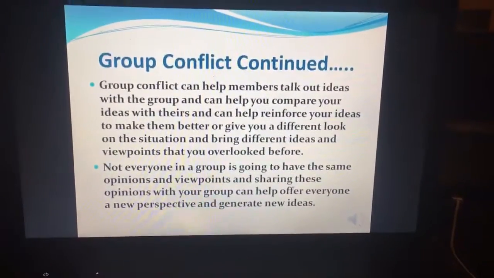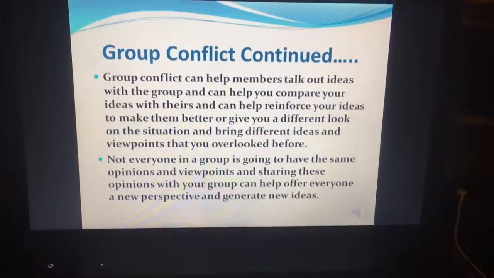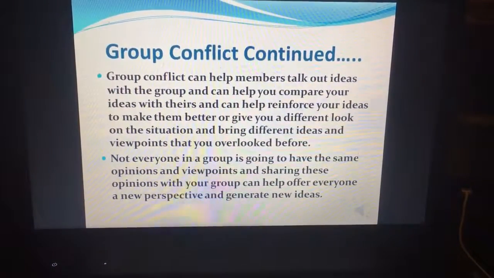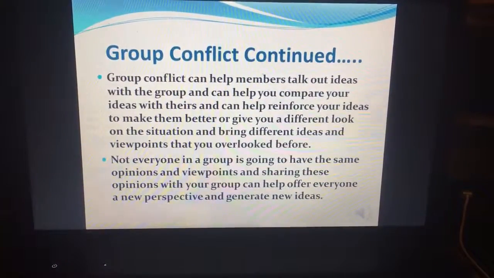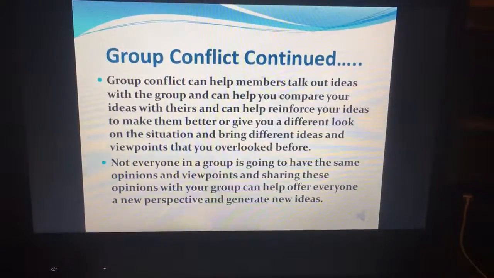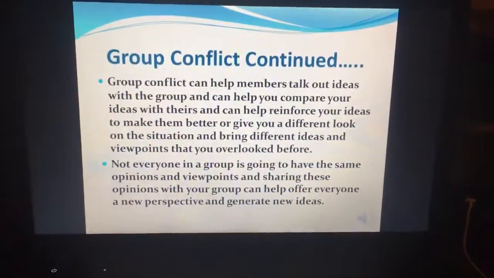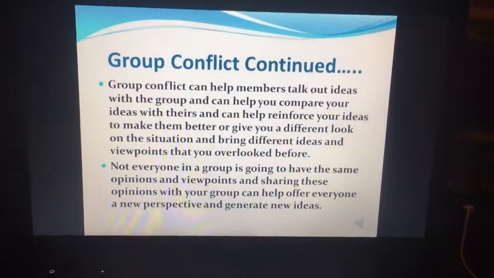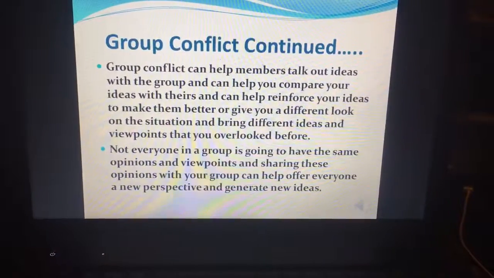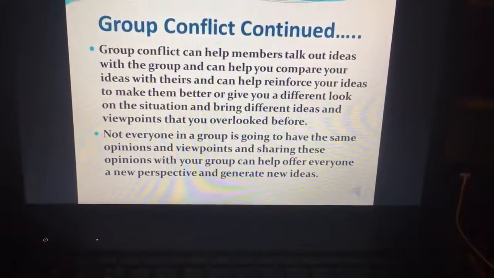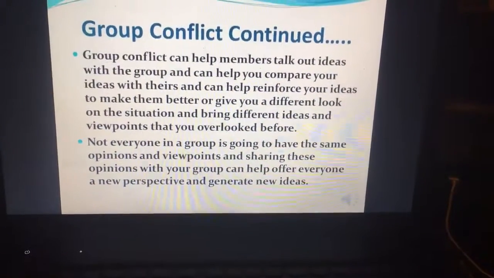Group conflict continued. Group conflict can help members talk out their ideas with the group and can help you compare your ideas with theirs, and it can help reinforce your ideas to make them better or give you a different look on the situation and bring different ideas and viewpoints that you may have overlooked before. Not everyone in a group is going to have the same opinions and viewpoints, and sharing these opinions with your group can help offer everyone a new perspective and generate new ideas.